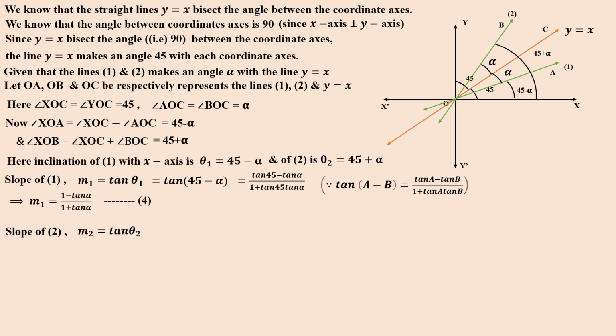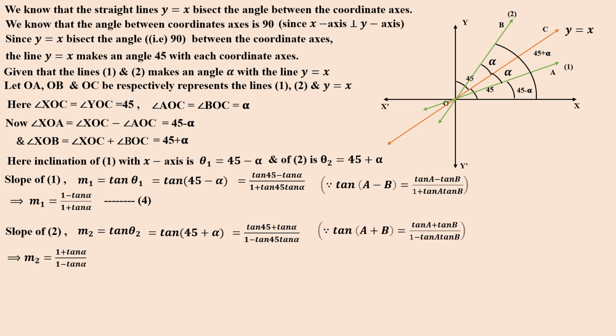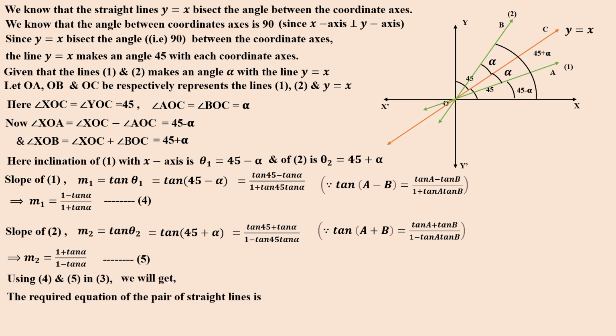Now the slope of the second line, m2, is equal to tan theta 2, that is tan of 45 plus alpha. We use the tan(A plus B) formula, tan A plus tan B by 1 minus tan A tan B. Tan 45 is equal to 1. So m2 is equal to 1 plus tan alpha by 1 minus tan alpha. That is equation number 5. Now using 4 and 5 in 3, we will get the required equation of the pair of straight lines.